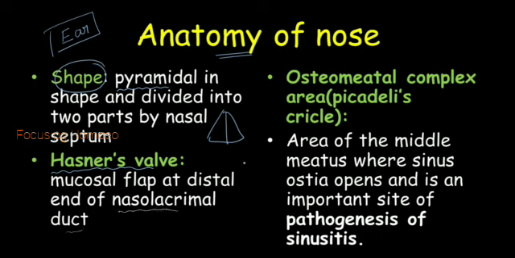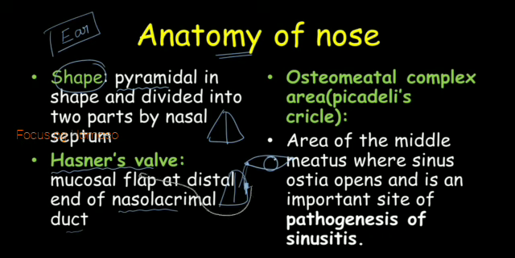Let me tell you. Just imagine this as the eye and this is the inner canthus. From here there is an opening, which you might have noticed in your eye. This is connected to the nose. The nasolacrimal duct opens in the lateral wall of the nose. Here it gets opened, and in this opening we have Hasner's valve.